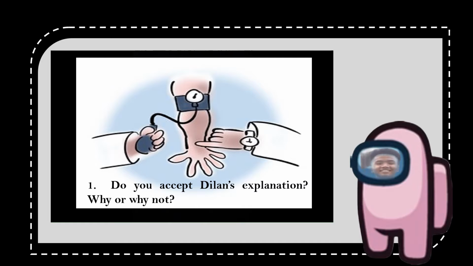Do you accept Dylan's explanation? Why or why not? Yes, because the patient's blood pressure can only be taken on her right arm due to the placement of the PICC line on her left arm. Repetitive blood pressure taking in the same area puts too much pressure and can cause trauma to that area.